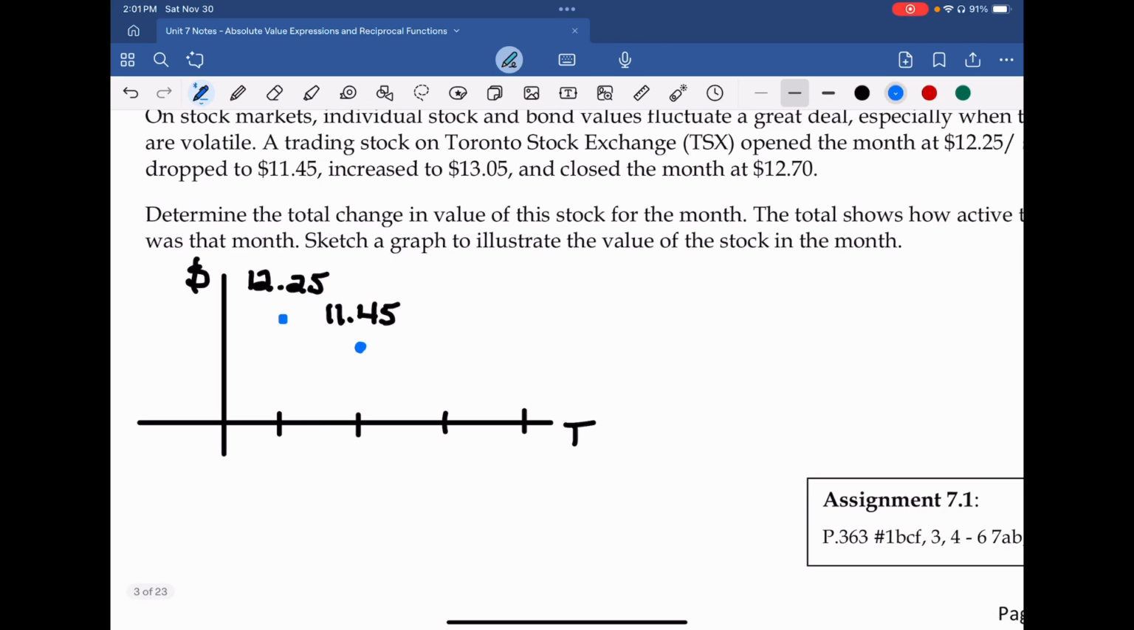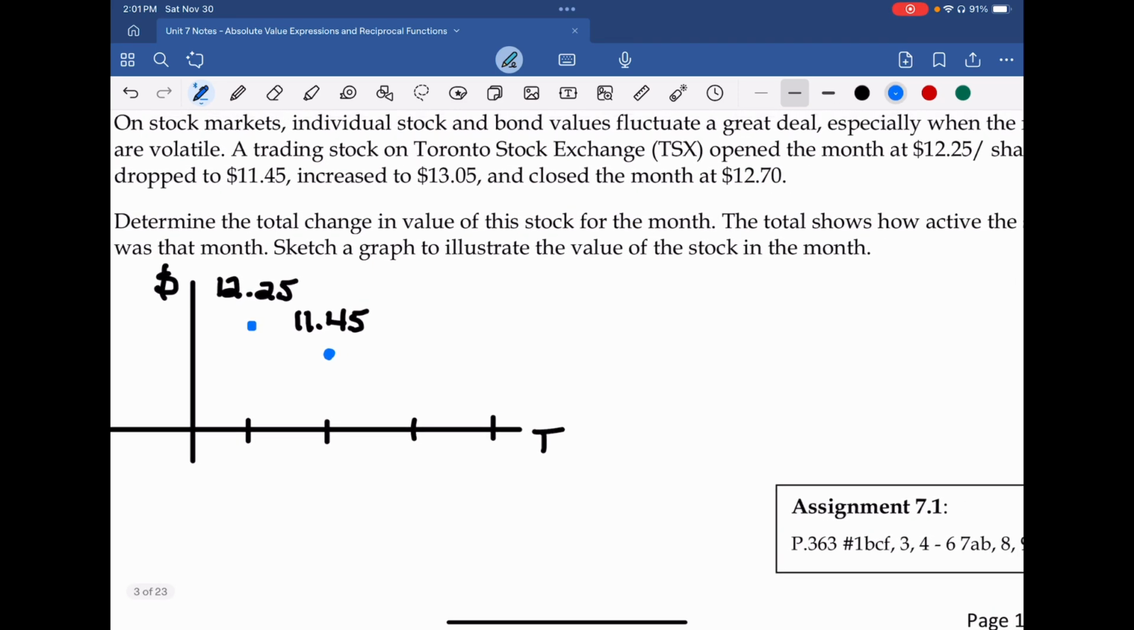Perfect. Our next point is that it spiked up to 1305. So this is going to be our highest value of all three. It's going to be roughly about here. So 1305. There we go. And then we're going to go down to 1270 where it closes the month. So it's kind of between the first and third points here.